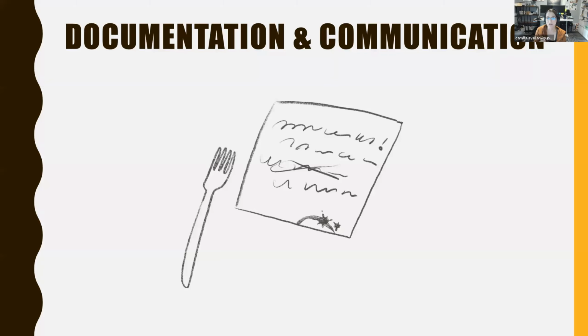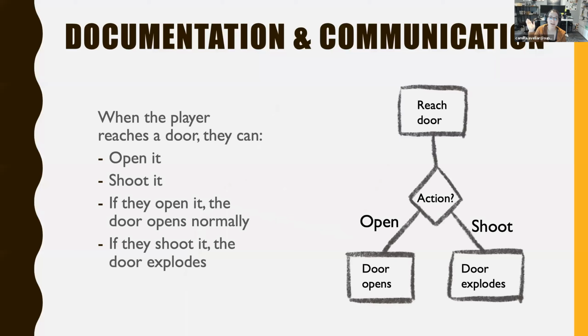It's very good to have documents to avoid miscommunications, to make sure that everyone's on the same page. Here is an example of different kinds of language for communicating something. I'm talking about the design of what happens with a door. So I can write down: when a player reaches a door, they can open it or shoot it. If they open it, the door opens normally. If they shoot it, the door explodes.